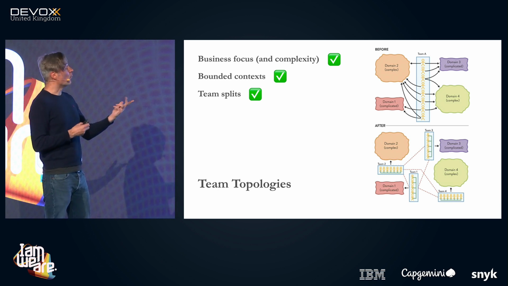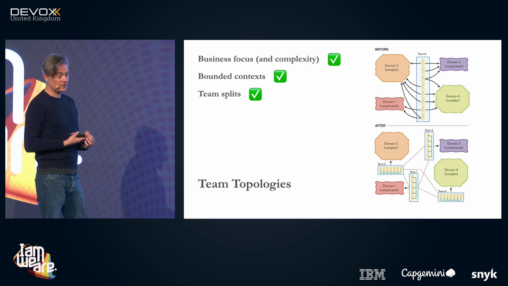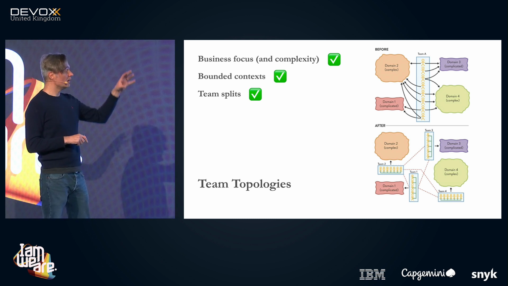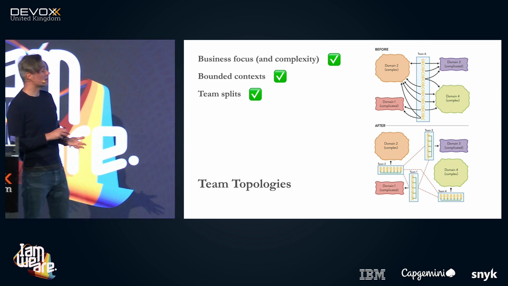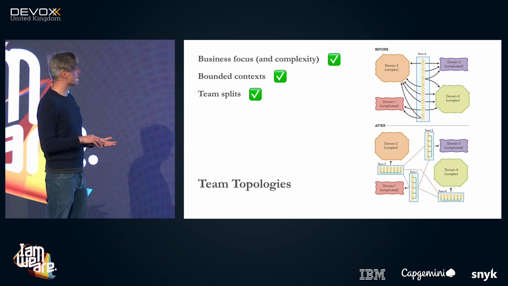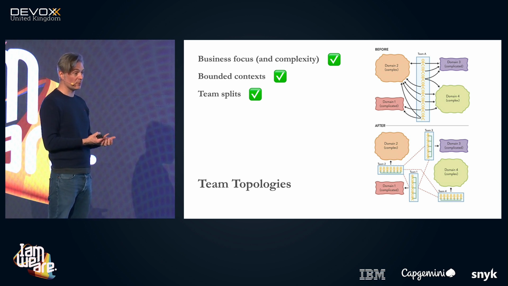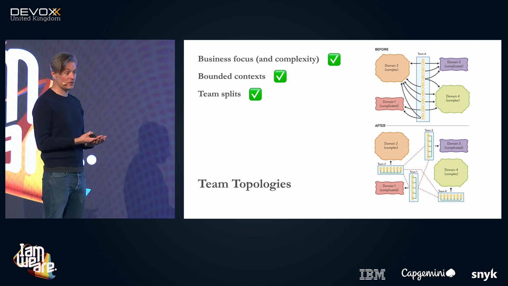Team topologies. One of the ways of splitting things up is to use domain-driven design. Other ways are possible, so they talk about other ways in their book, Matt Skelton and Manuel Pais. But one of the ways of doing it is DDD. So they've got the business focus, because that's how they split things up. They've got bounded context, because that's how you know that your bit of model belongs to you. It's one system that doesn't belong to anyone else. And the whole point is you're doing team splits.